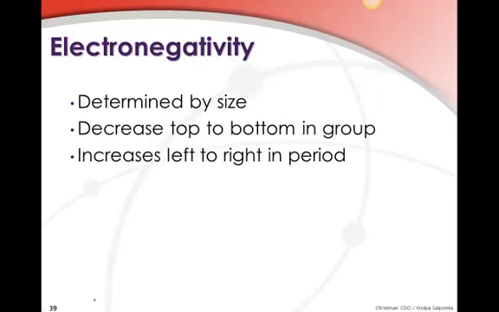Okay, the next was electronegativity. Remember, this is the one that's determined only by size. That was the Pauling scale. Your trend for this is it decreases from top to bottom in a group and increases from left to right in a period.